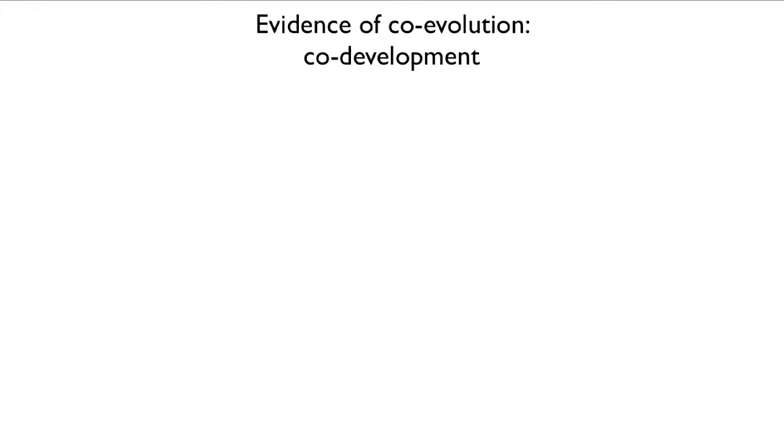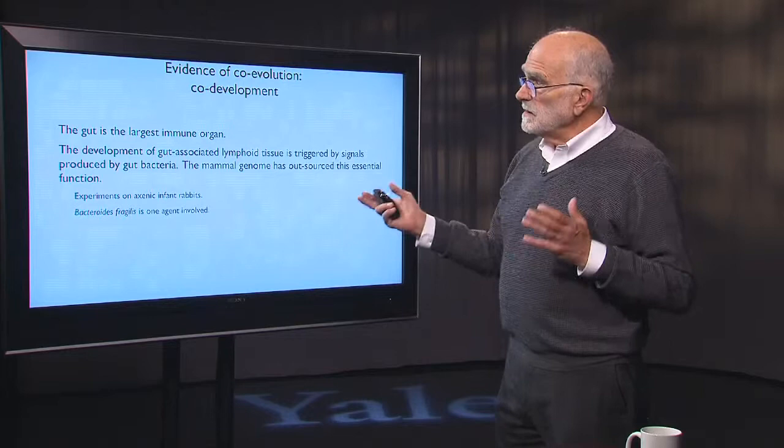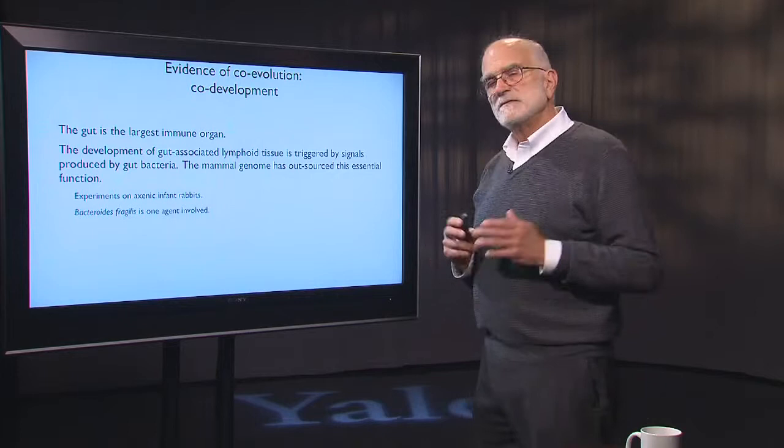Some of the best evidence of coevolution is co-development, and let me expand on what that means. Our gut is actually our largest immune organ. It wouldn't surprise you, I think, to realize that we gather our defenses around a part of the body where invasion by bacteria is most likely. The development of lymphoid tissue around the gut, the so-called gut-associated lymphoid tissue, or GALT, is triggered by signals that are produced by gut bacteria. That's a very interesting observation.